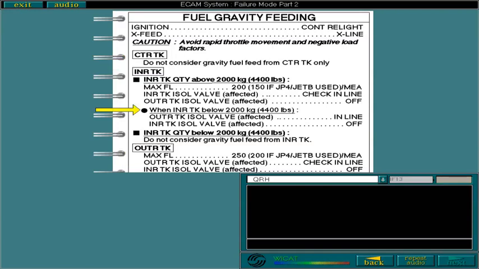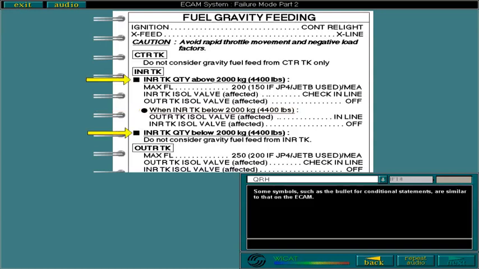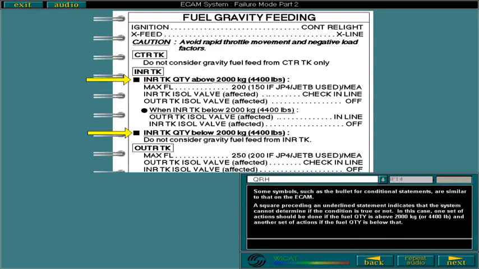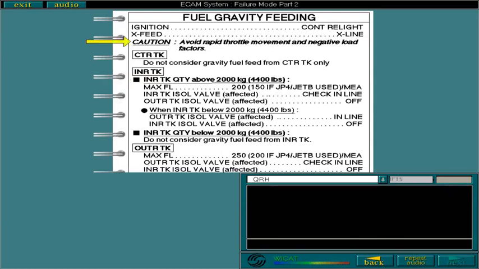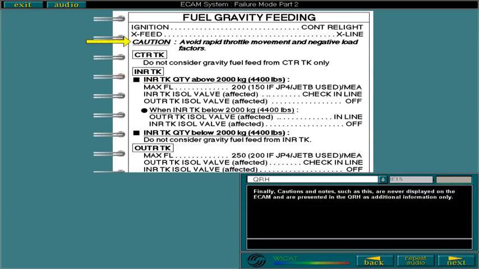Some symbols, such as the bullet for conditional statements, are similar to that on the ECAM. A square preceding an underlined statement indicates that the system cannot determine if the condition is true or not. In this case, one set of actions should be done if the fuel quantity is above 2,000 kilograms or 4,400 pounds, and another set of actions if the fuel quantity is below that. Notes such as this are never displayed on the ECAM and are presented in the QRH as additional information only.